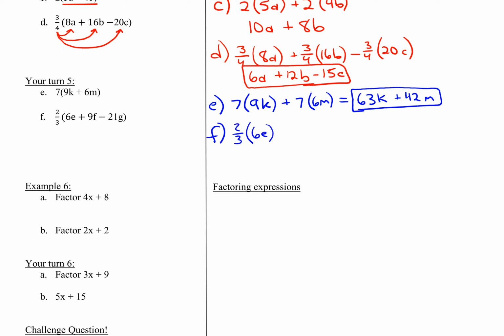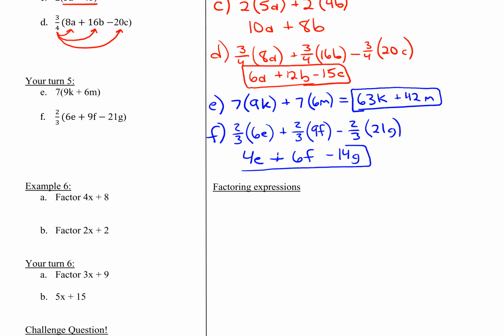6e. We're distributing it to the 9f. And we're distributing it to the 21g. 2/3 of 6 is 4. 2/3 of 9 is 6. And 2/3 of 21 would be 14. So 4e plus 6f minus 14g.